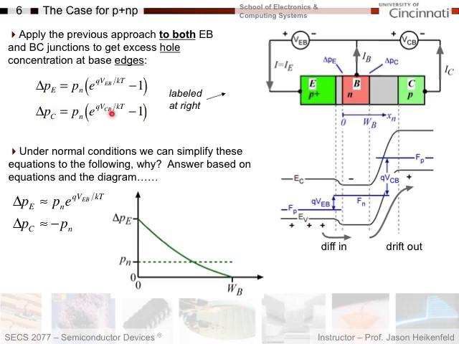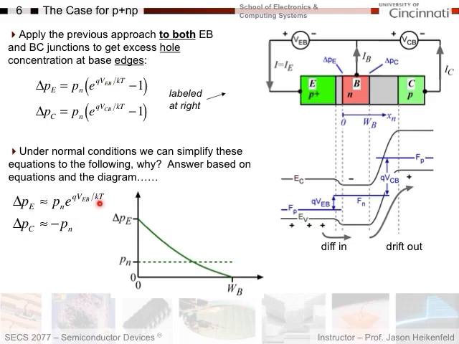So under normal conditions, when we're operating this in amplification, we can simplify the equations as follows. And it makes sense if you look at the diagram I have here, and based on the previous slide, or the equations. So we know for the emitter side, we have delta PE, and that's an excess, because we have the emitter forward bias, and so this term is much larger than this term, so I get rid of the minus 1, and delta PE is just equal to this as a result.